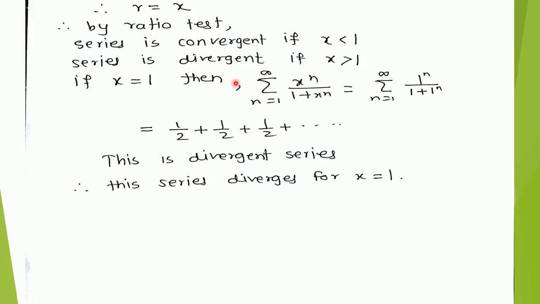If x is equal to 1, then substitute the value of x equal to 1. Then we get 1 by 2 plus 1 by 2 plus 1 by 2. This series is a divergent series. Therefore, this series diverges for x equal to 1.